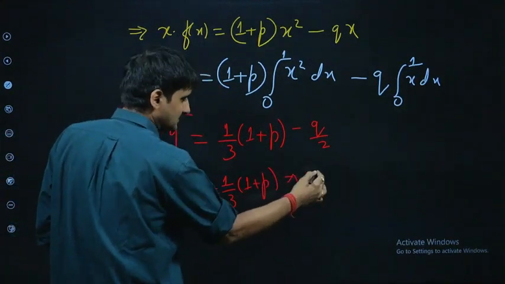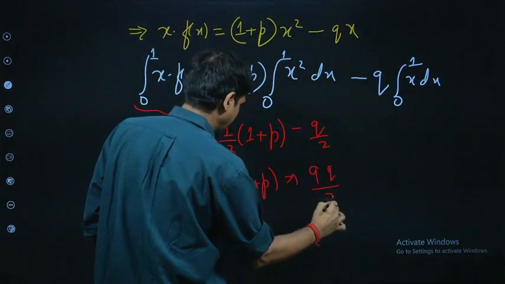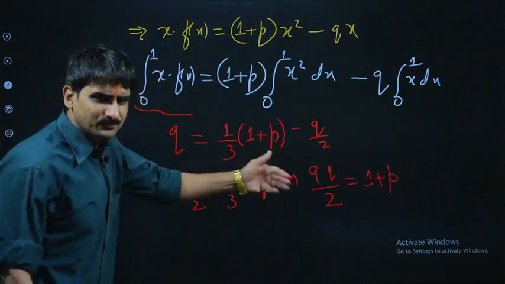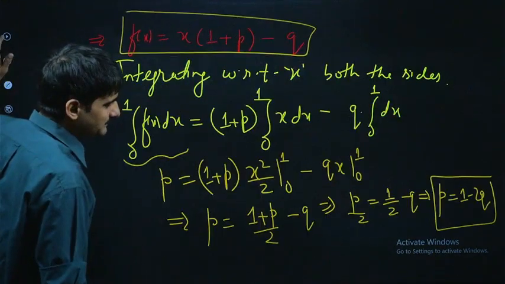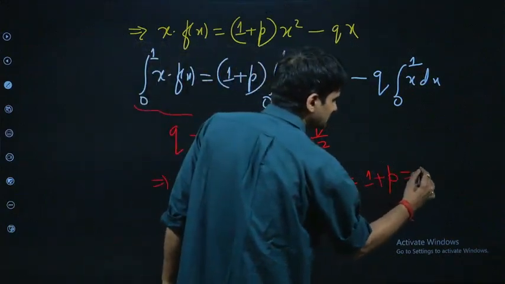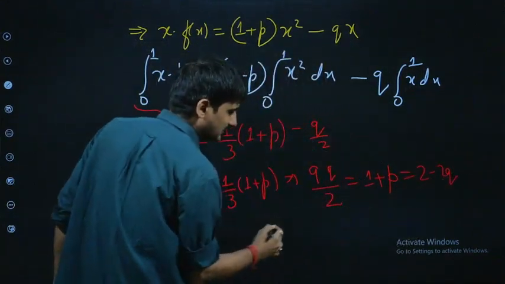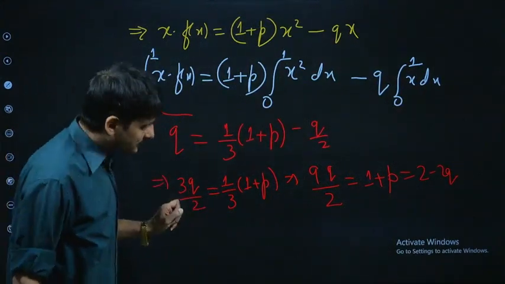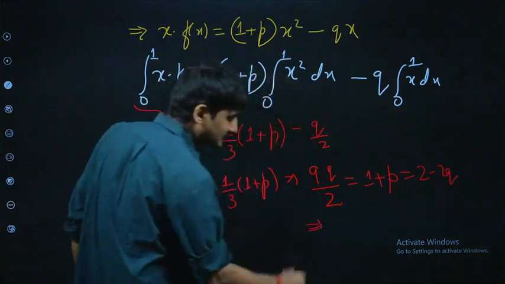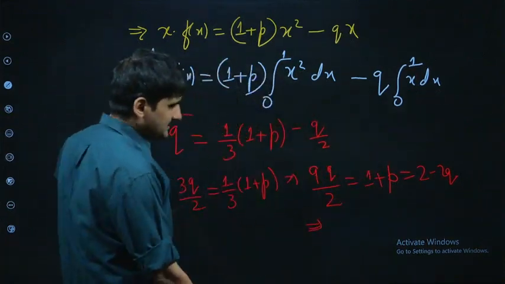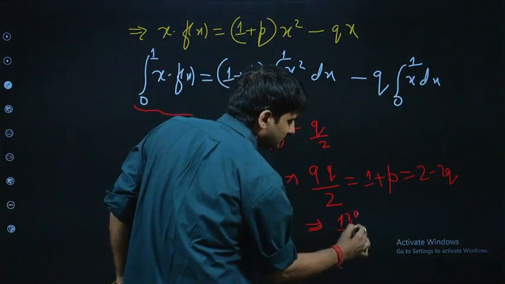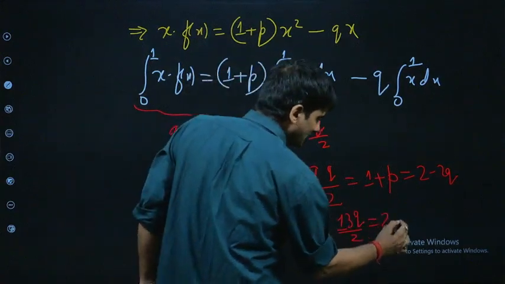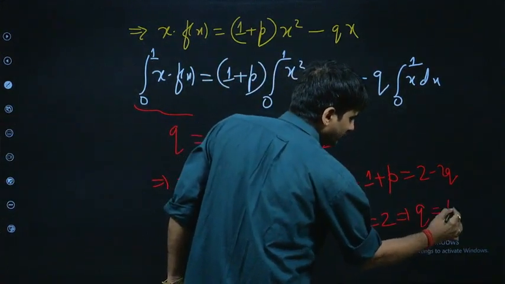So that means 9q by 2 is equal to 1 plus p here. Now let's put the value of p here. So what was p? p was 1 minus 2q. So it's 2 minus 2q. Take it this side. So it's 13q by 2 is equal to 2. So q is 4 by 13.